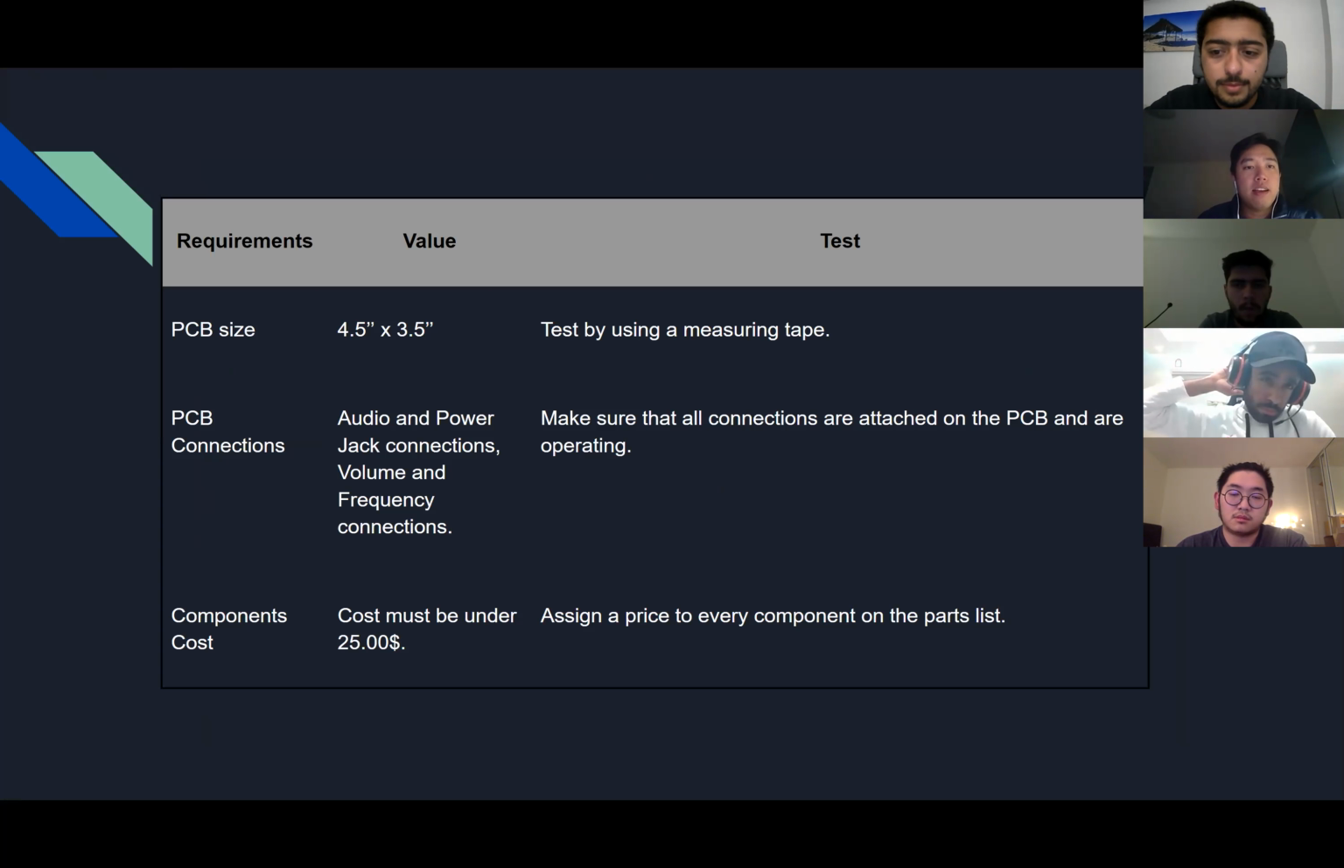And the PCB size is required to be 4.5 inches multiplied by 3.5 inches. Testing is done by using the measuring tab. The PCB connection, audio, and the power jack connection: make sure that all connect to the PCB and are operating well. The component cost must be under $25.